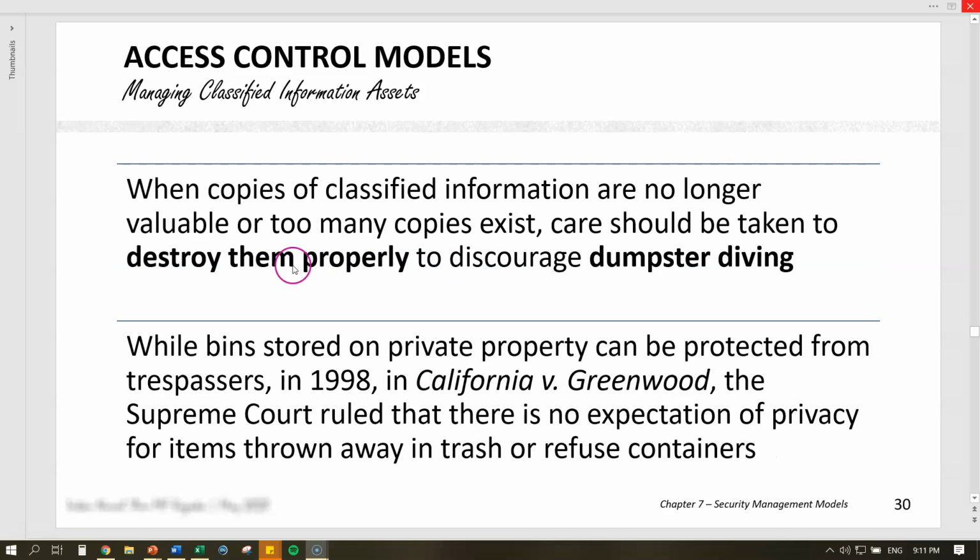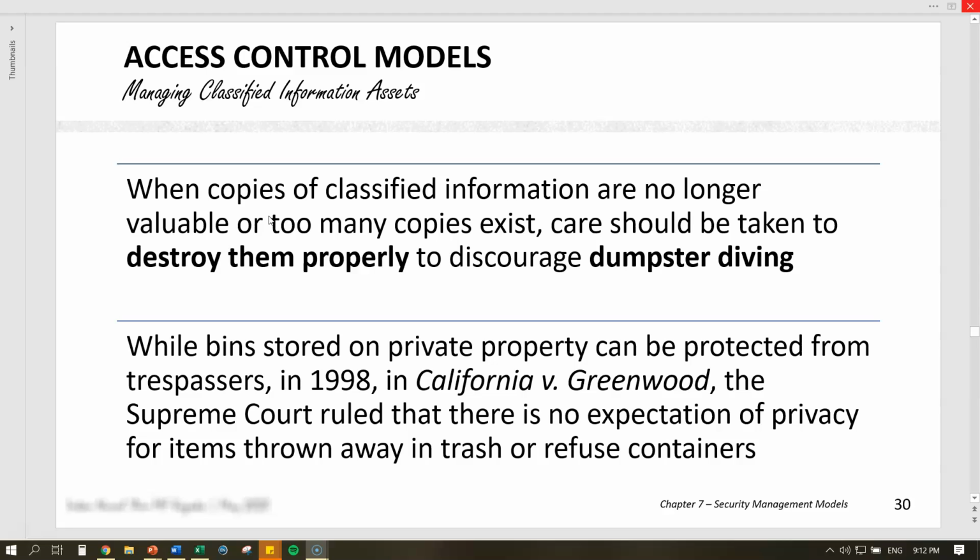When copies of classified information are no longer valuable or too many copies exist, care should be taken to destroy them properly to discourage dumpster diving. Dumpster diving adalah an information attack that involves searching through a target organization's trash and recycling bins for sensitive information.